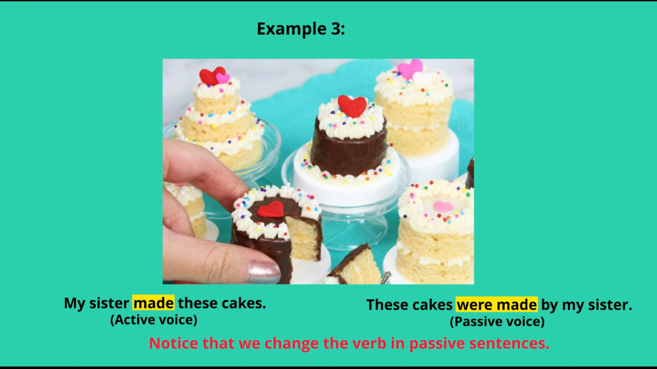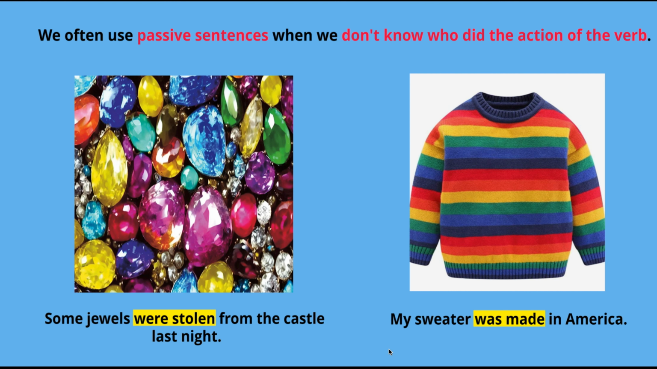These cakes were made by my sister. Here, cakes is the receiver, were made is in the passive voice. Notice that we change the verb in the passive sentences, right? Made became were made. We often use passive sentences when we don't know who did the action of the verb.